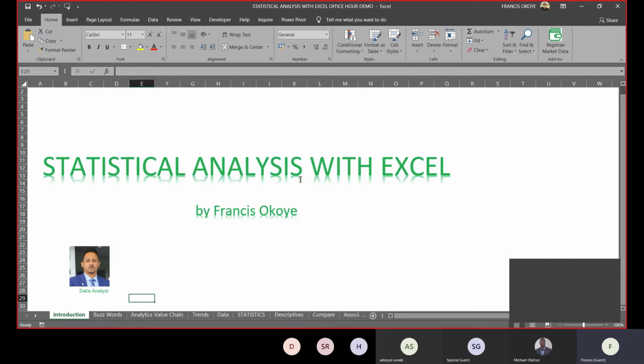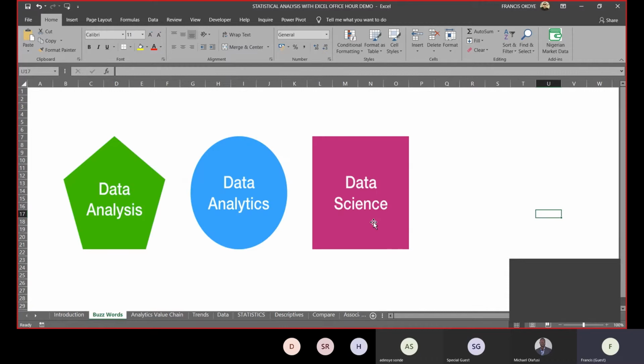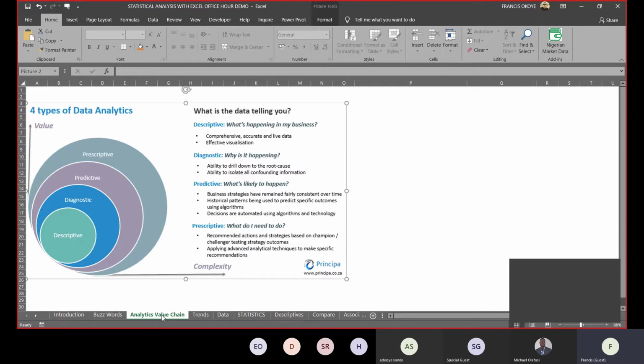But recently we see the buzzwords: data analysis, analytics, data science. We're not going to bother ourselves with these concepts. Just know that at the end of the day, all we are trying to do is an analysis. But for every organization, or depending on how you want to use it, all we are trying to understand about the data is what the data is telling you, and what you are asking.